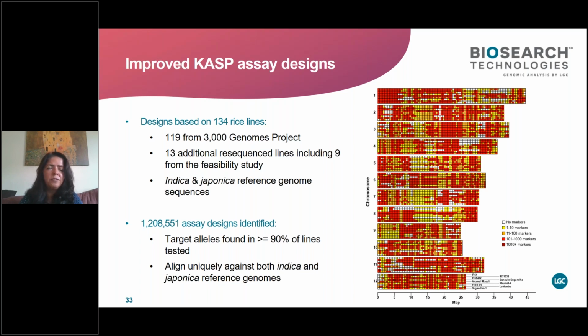The designs were based on the comparison of nearly 119 lines from the 3,000 project, and there were 13 additional resequenced lines, including the ones that were developed in the feasibility project. Using this approach, we were able to identify nearly 1.2 million potential design markers. And as we can see on the right-hand side, the target alleles would cover nearly 90% of varieties that were tested.